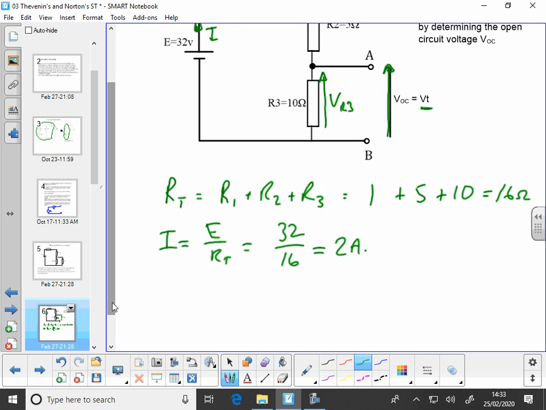So what we know, the final bit that we want to know is that VR3 is equal to V open circuit, which is equal to V Thevenin's. It's well worth saying where they all come from. You're calculating VR3, but you know that's equal to the open circuit voltage, and the open circuit voltage is the Thevenin's voltage we're looking for. It's equal to I times R3, that is 2 times 10 equals 20 volts.